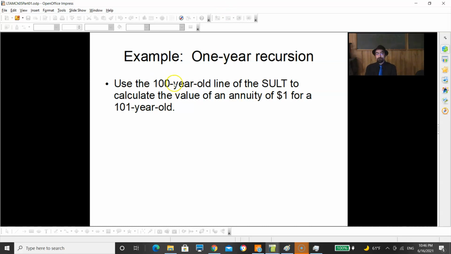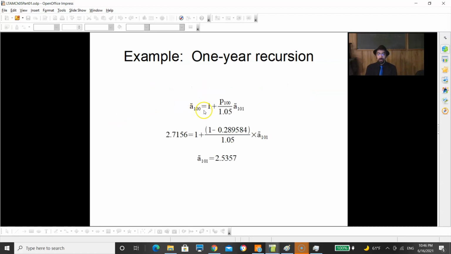Anyway, if we know everything for the 100-year-old line, we should be able to use 1-year recursion for the value of an annuity for a 101-year-old. And that's what we do. We use our formula. We say ä_100 equals 1 plus p_100 over 1.05 times ä_101. Algebra happens, and we get ä_101 is 2.5357. Where this you find directly in the table. If you look up ä_100, you should find this. Here, this is the q value that you look up in the table, and you just do 1 minus that to get the p value.